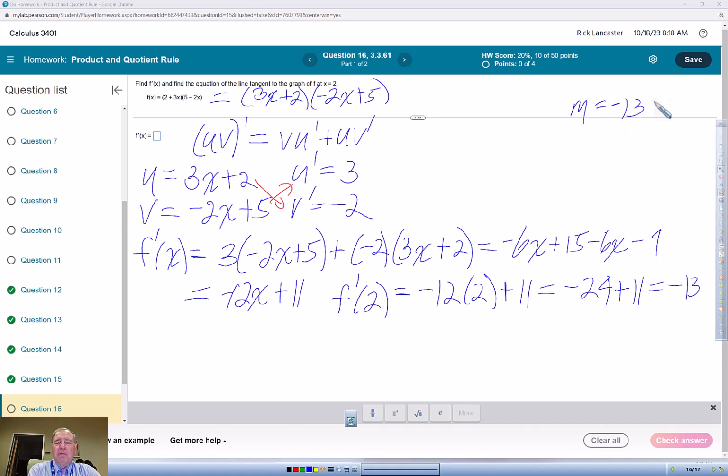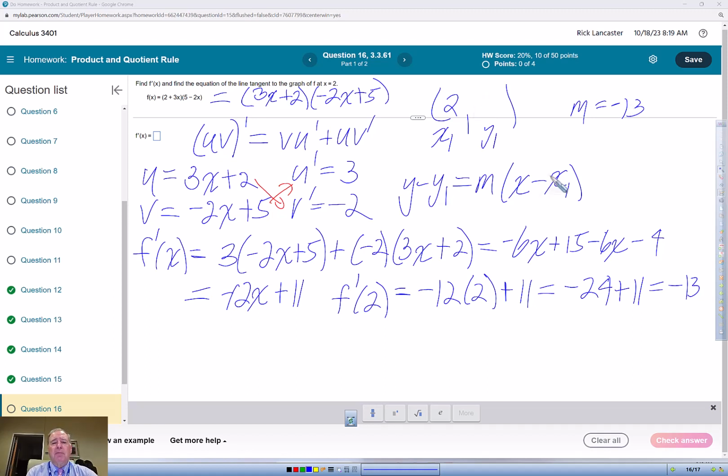Our go-to for getting an equation of a tangent line is the point slope form. y minus y1 equals slope times x minus x1. We have an x of 2, so that's my x1. What we don't have right now is a y1. So we need y1, so we'll have a point and a slope to use the point slope form. So I'm going to evaluate the original function at x equals 2.